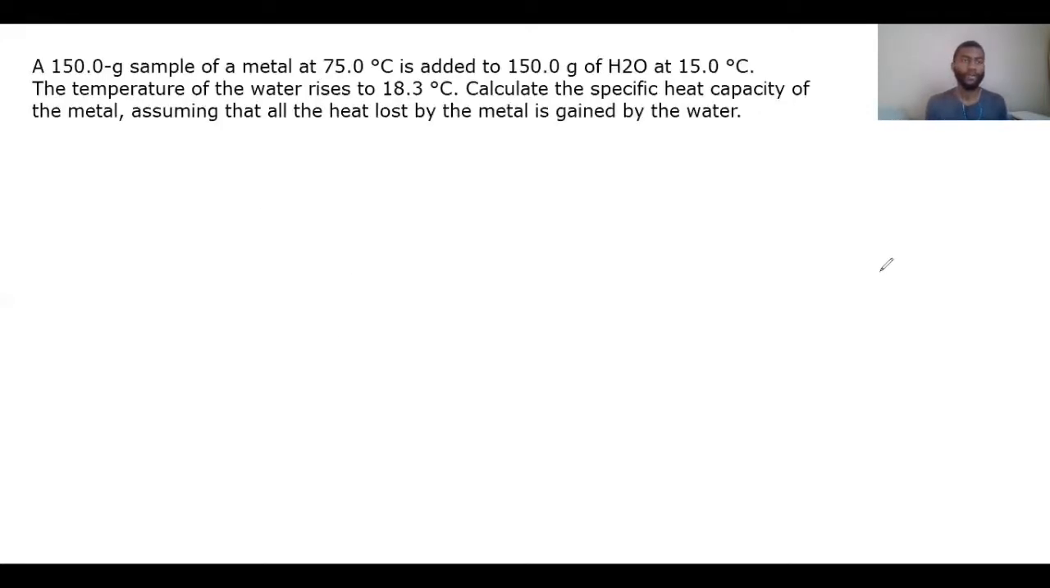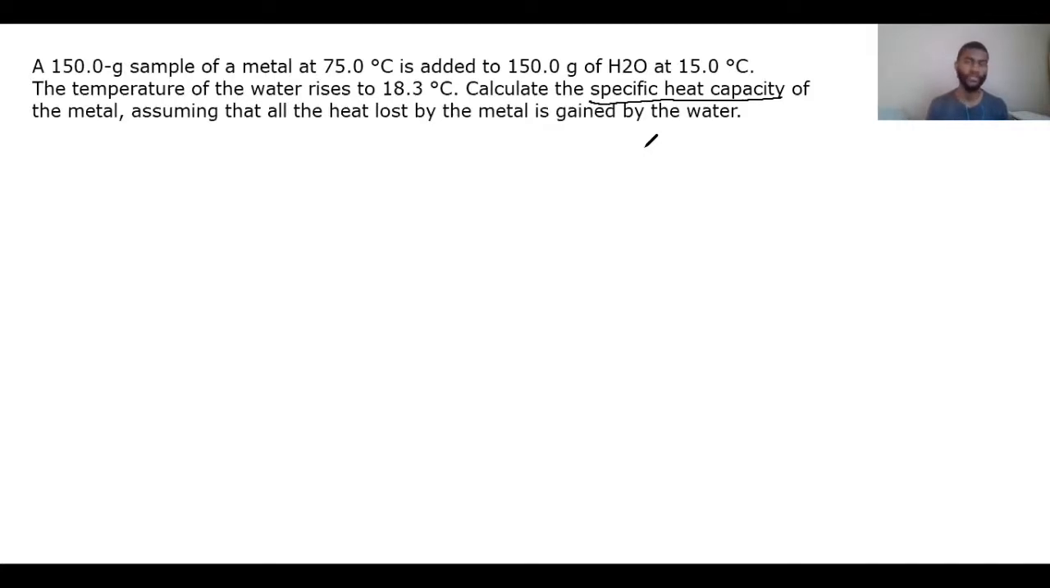So we've got our problem here, which says a 150-gram sample of a metal at 75 degrees Celsius is added to 150 grams of water, or H2O, at 15 degrees Celsius. The temperature of the water rises to 18.3 degrees Celsius, and we're asked to calculate the specific heat capacity of the metal. I'm going to underline that, the specific heat capacity of the metal, assuming that all the heat lost by the metal is gained by the water.